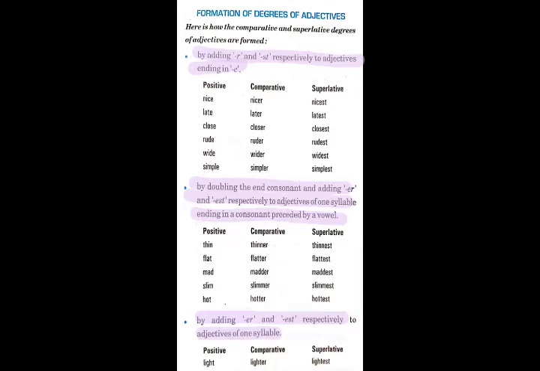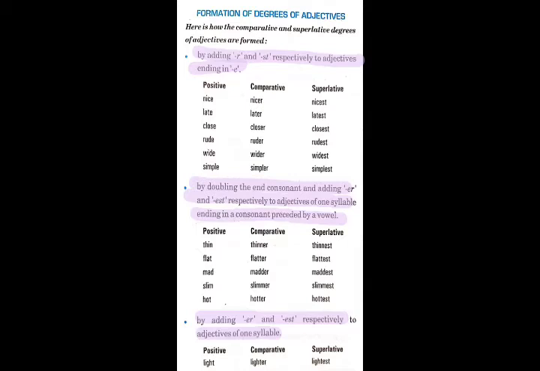Okay. The second method is by doubling the end consonant and adding ER and EST respectively to adjectives of one syllable ending in a consonant preceded by a vowel. So if the second last letter is a vowel and the last letter is a consonant, then what we do? We double the last letter. For example, if it is given thin, we'll make it double N at the last, and we'll add ER to make it comparative degree and EST to make superlative degree. For example, thin, thinner, thinnest, flat, flatter, flattest.